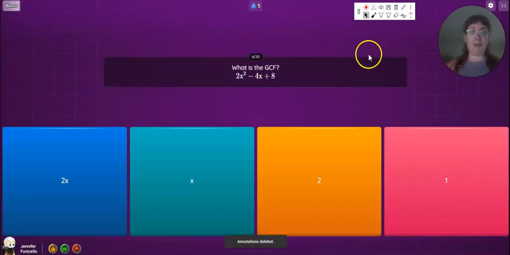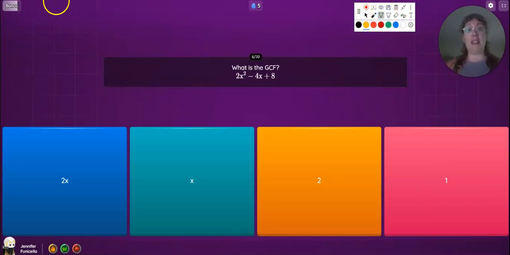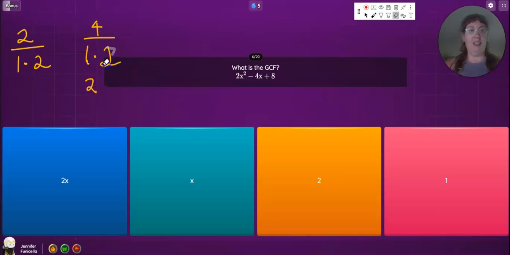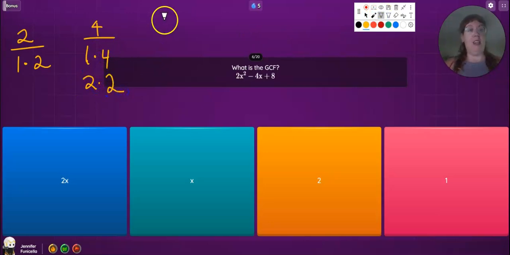Number 6. What is the GCF of 2x squared minus 5x plus 8? So first just look at the numbers. 2 is 1 times 2. 4 is 1 times 4, or 2 times 2. And 8 is 1 times 8, or 2 times 4.